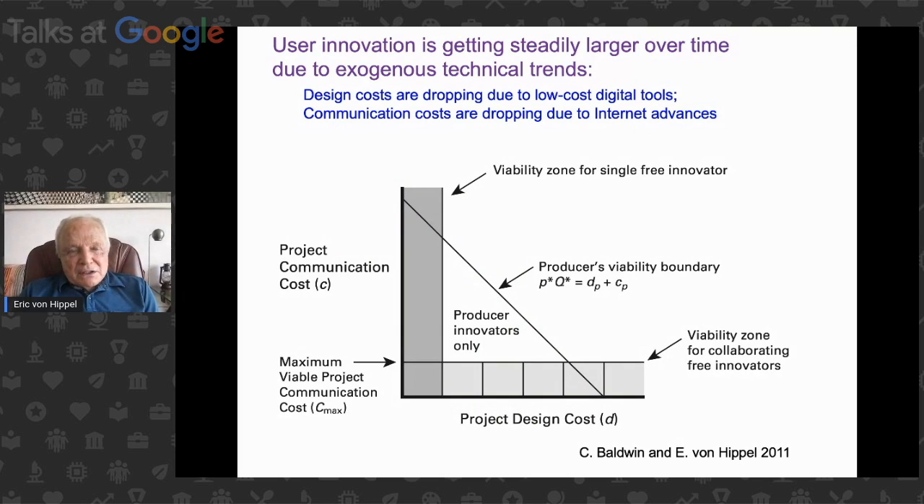Now, user innovation then is large, as you saw in the case of the data from those studies, and it's getting steadily larger over time due to exogenous technical trends. So design costs are dropping due to low-cost digital tools. Nowadays, as you all know, we can get ourselves a design toolkit for basically zero that's about as good as a producer toolkit. Communication costs are also dropping due to internet advances. As a result, people can come from work. They're not necessarily 13-year-old kids working in the basement. They're anybody who at work is an expert. They can come home, they can bring home the tools that they have at work or the equivalent. They can communicate with others who are similarly interested, and they can innovate at a very high level.